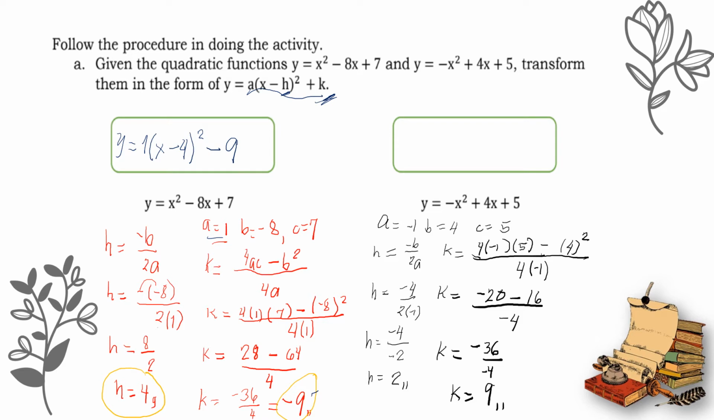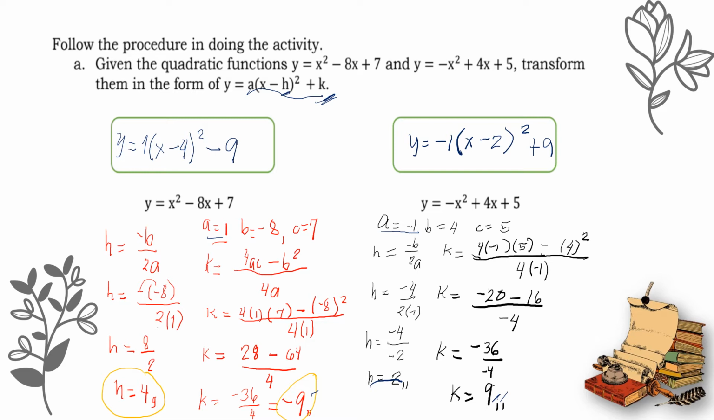So, if we convert this one into our vertex form, this will become y is equal to, ang a po natin, tandaan, negative 1, quantity x. Ang h po natin ay positive 2. So, magiging negative 2. Tapos, i-square po ninyo. At ang k po natin ay plus 9. Since ang k value natin ay positive 9.